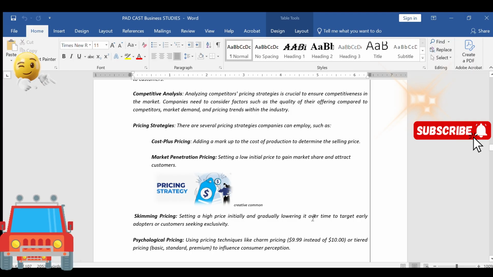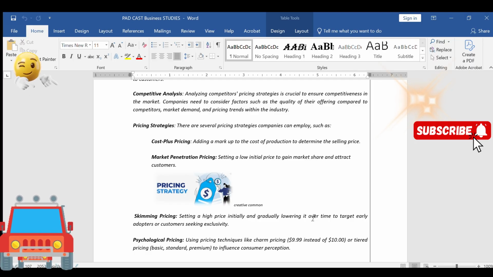Competitive analysis. Analyzing competitors' pricing strategies is crucial to ensure competitiveness in the market. Companies need to consider factors such as the quality of their offering compared to competitors, market demands, and pricing trends within the industry.